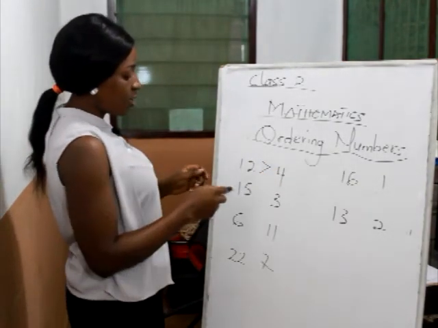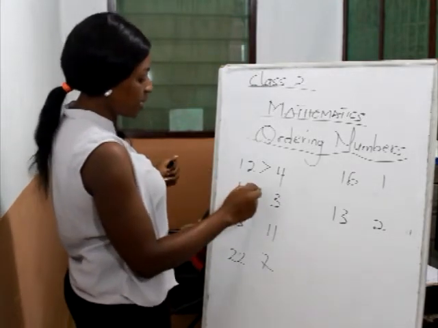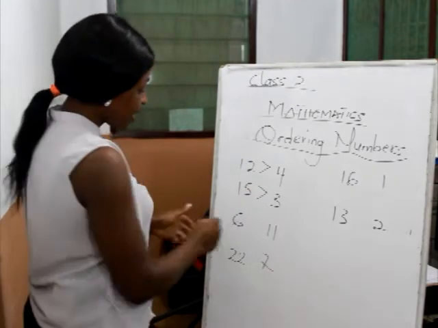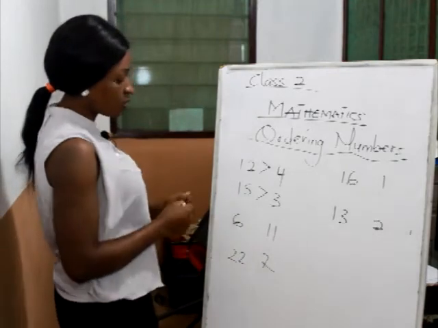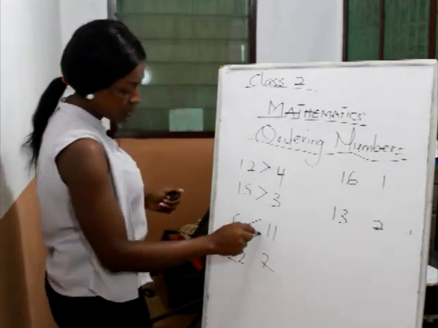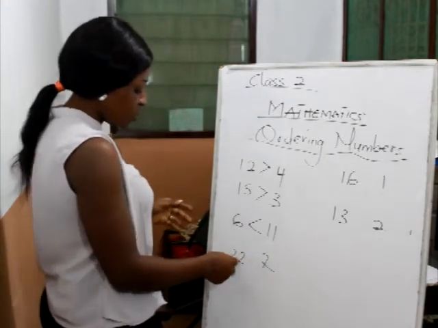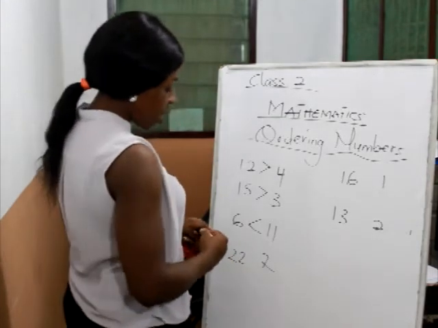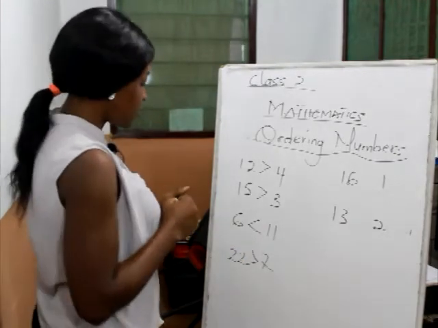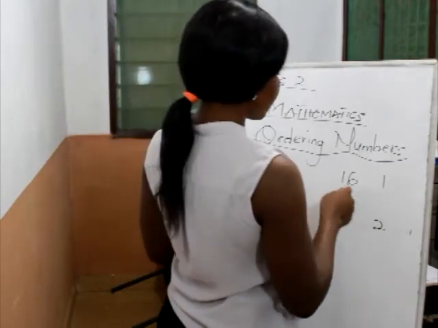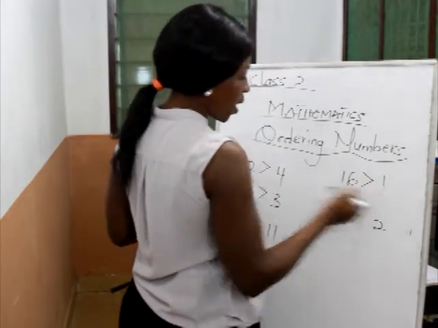15 and 3. 15 has 2 digit numbers. 3 has only 1, so 15 is greater than 3. 6 and 11. 11 has 2 digit numbers. 6 has only 1, so 11 is greater than 6. 22 and 7. 22 has 2 digit numbers, while 7 has 1, so it means 22 is greater than 7. 16 and 1. 16 has 2 digit numbers, so 16 is greater than 1.